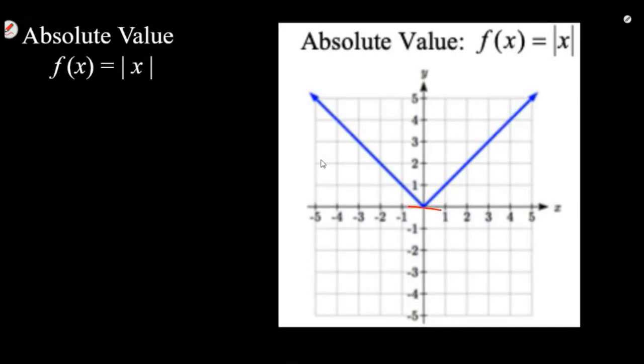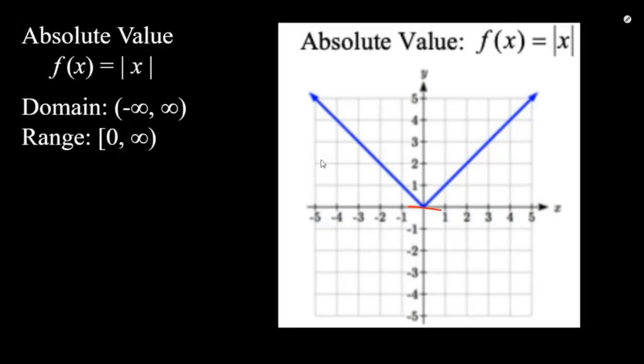And then how far up does it go? It goes up forever, right? Up and to the left and up and to the right. So our domain, all real numbers, negative infinity to positive infinity. And the range, there's no open circle, so it includes the 0. And then it goes up forever.